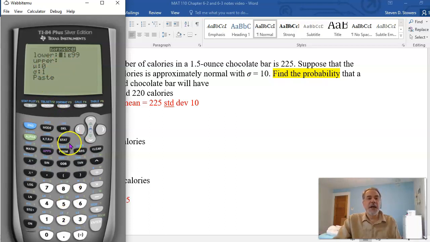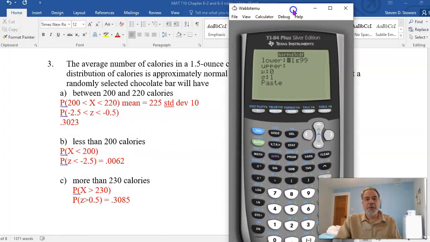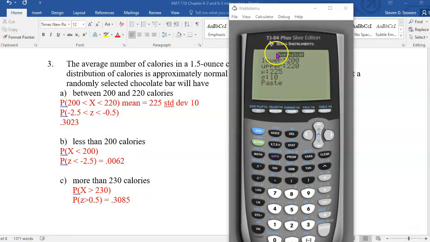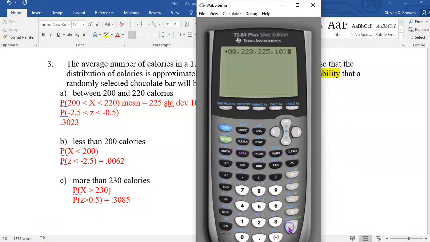We give it a lower and upper number. So for part A, the lower number was 200 and the upper number was 220. The mean, mu, was 225. The standard deviation, sigma, was 10. We paste that. Whoops, that's not what I meant to do. Let me go back to the screen here. Okay, so we paste that into the calculator's main screen. It's going to show up as normal CDF 200, 220, 225, 10.